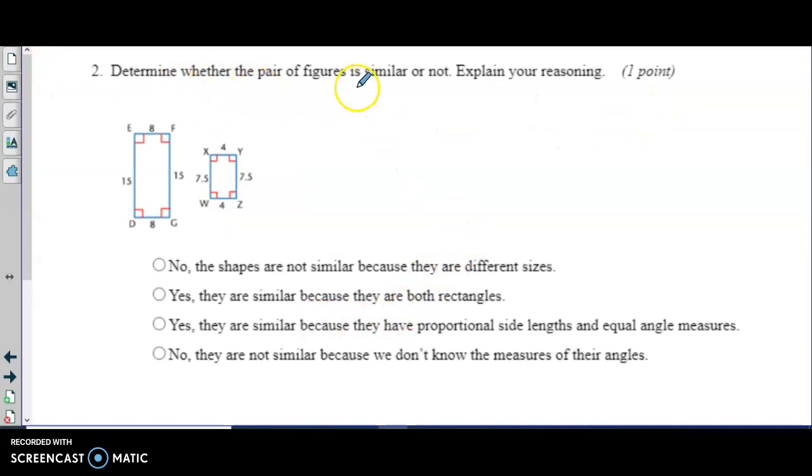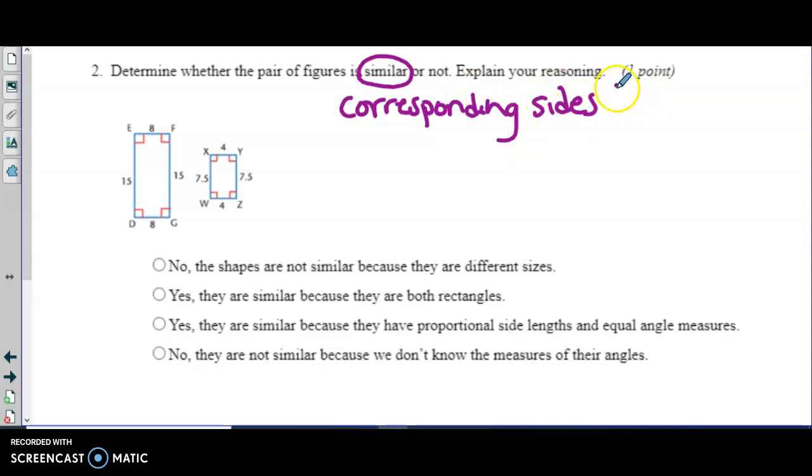Determine whether the pair of figures is similar or not, and explain your reasoning. Okay, so we just talked about in order for them to be similar, all the corresponding angles have to be congruent, which congruent is just a fancy math word for equal. But if you look here, all of our angles are right angles. They're all 90 degrees. So the angles work out. So then we have to check the side lengths. For it to be similar, the corresponding sides have to be proportional. So we're going to set up some fractions and we're going to cross multiply to see if they are proportional.